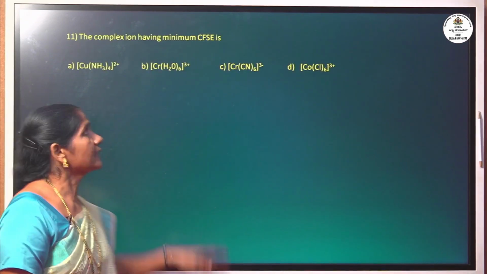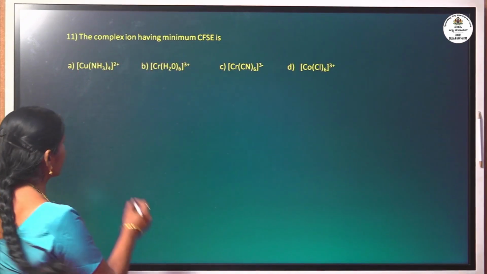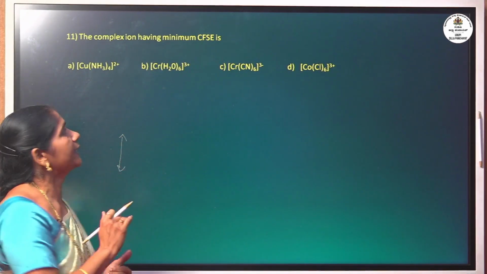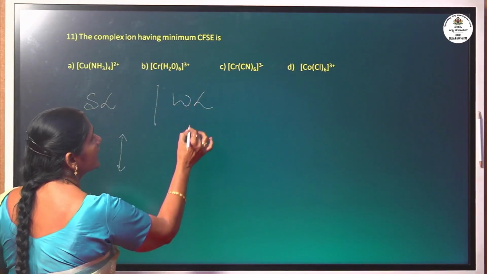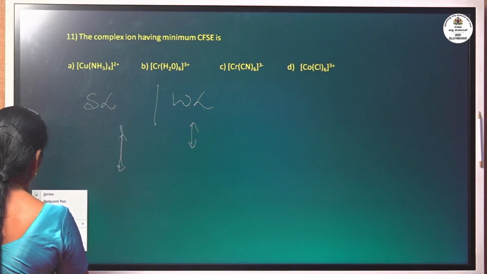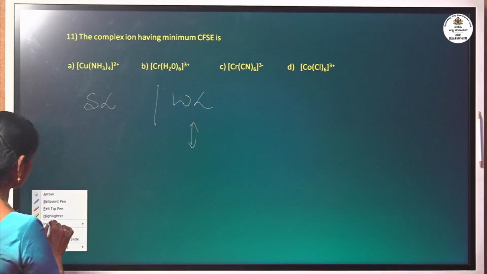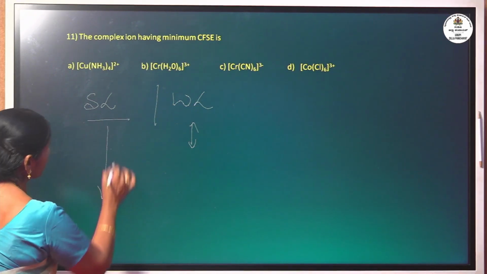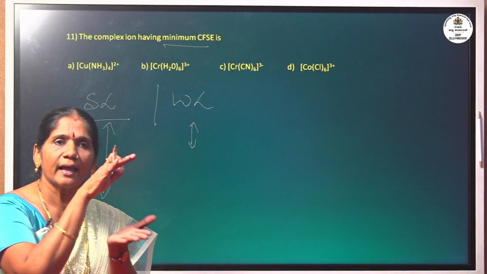Okay, next one is the complex ion having minimum CFSE. Minimum CFSE means crystal field splitting should be very less. And we have seen about strong ligands and weak ligands. Weak ligands produce a small amount of splitting, whereas strong ligands produce a high amount of splitting. And therefore, minimum CFSE means the splitting amount should be very small.